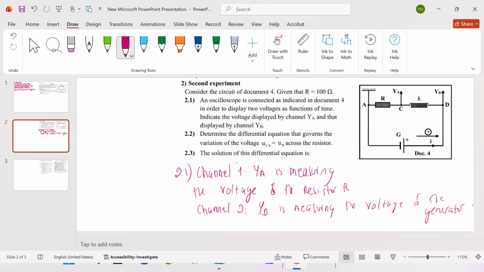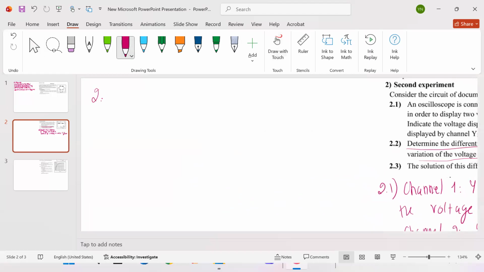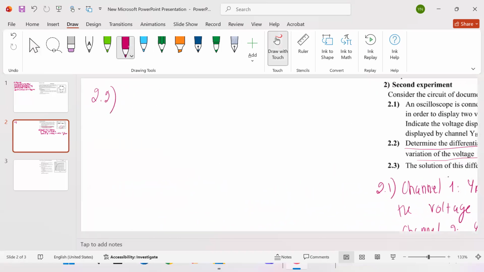Okay. So 2.2, determine the differential equation. I think this question is very, very repetitive. But now here it's a little bit different, because usually they ask us about i. Why are they asking about uR here? It's a little bit different, but technically it's the same steps that we're used to. So 2.2, we simply have to say, we have the generator, it's giving out a current to the coil and R. So simply we start with the law of addition of voltages.